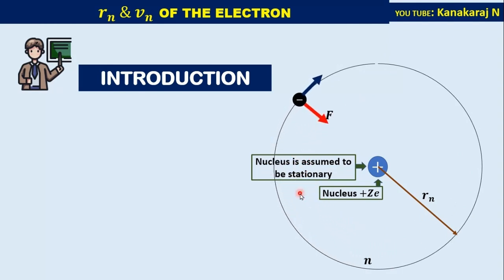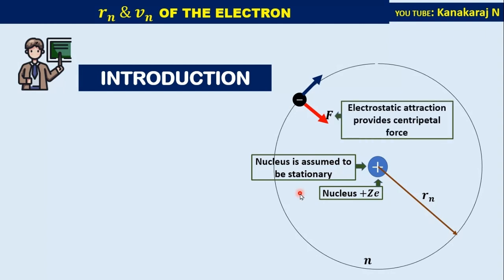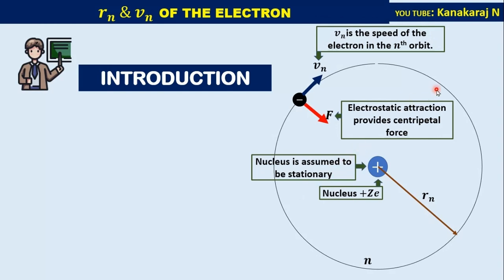F is the electrostatic attraction which provides the centripetal force. Vn is the speed of the electron in the nth orbit. The electron's mass is m and its charge is minus e.